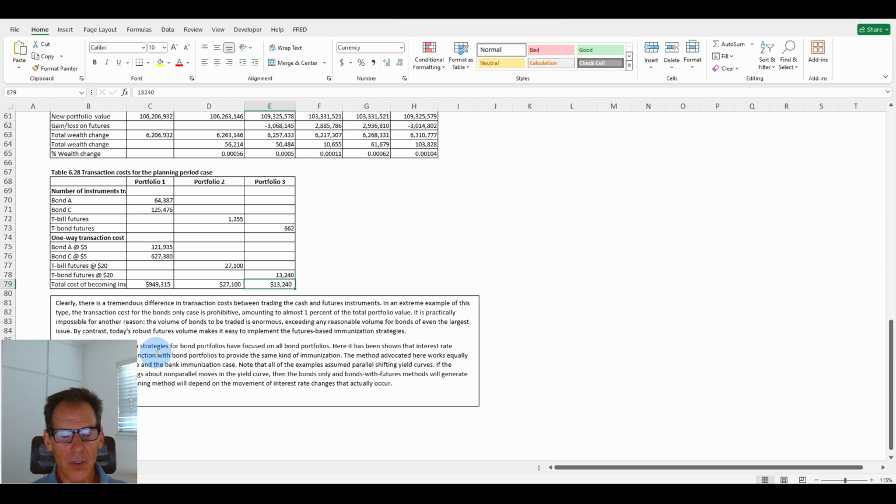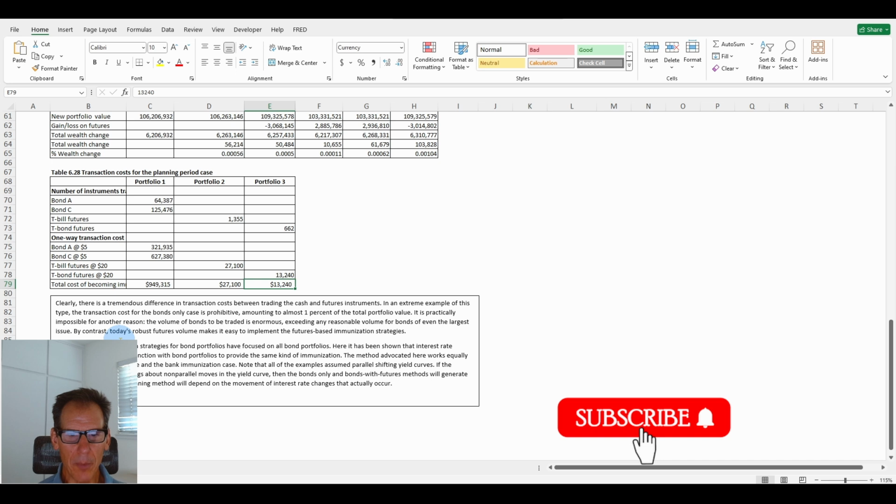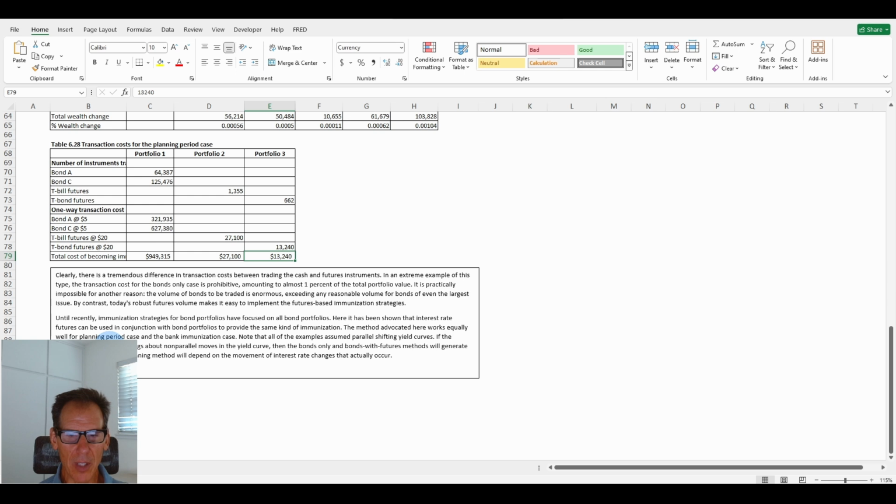Clearly, there's a tremendous difference in transaction costs between trading the cash and futures instruments. In an extreme example of this type, the transaction cost for the bonds-only case is prohibitive, amounting to almost 1% of the total portfolio value. It is practically impossible for another reason. The volume of bonds to be traded is enormous, exceeding any reasonable volume for bonds, even the largest issue. By contrast, today's robust futures volume makes it easy to implement the futures-based immunization strategy.